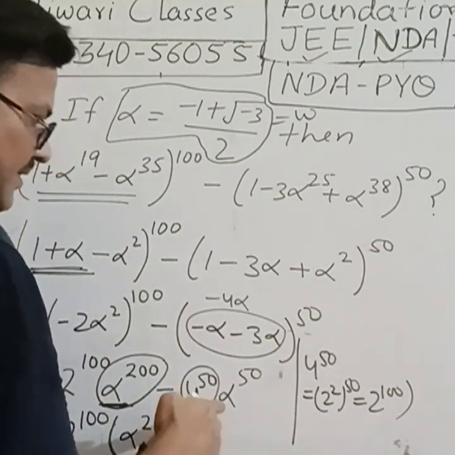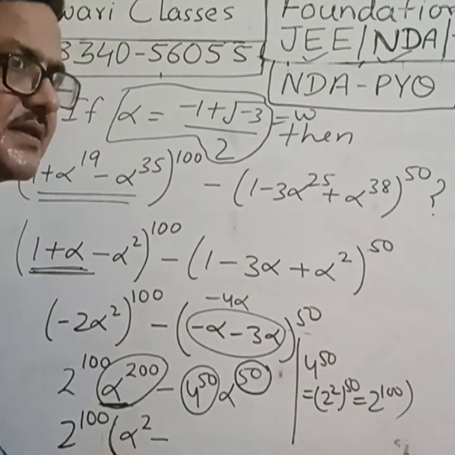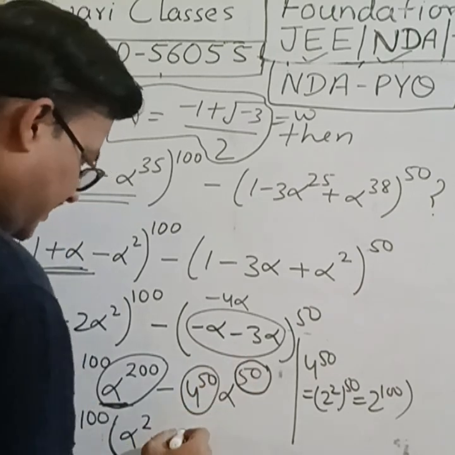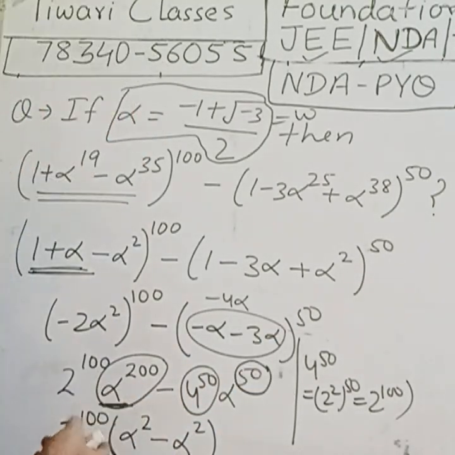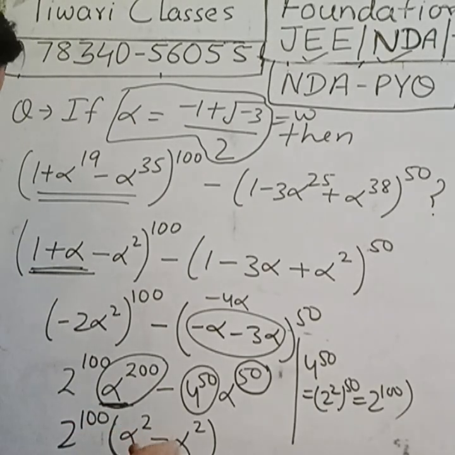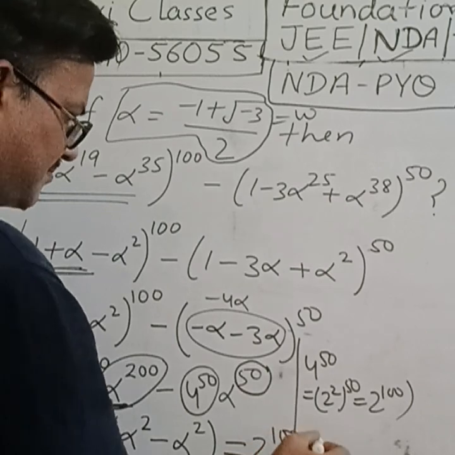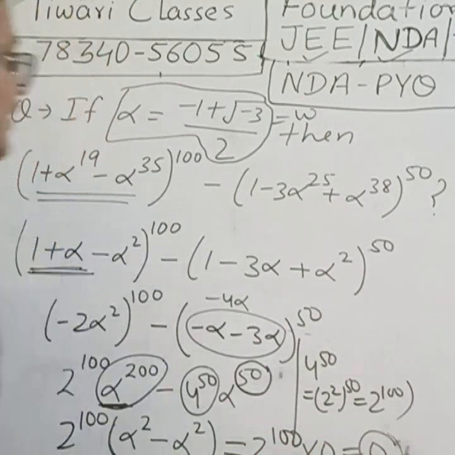Similarly, alpha raised to the power 50, divide 50 again by 3. When you divide 50 by 3, again the remainder will be 2. So this expression is alpha square minus alpha square, which comes out 0. So 2 raised to the power 100 multiplied by 0, the final answer will be 0. Okay.